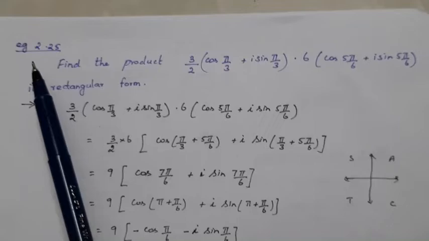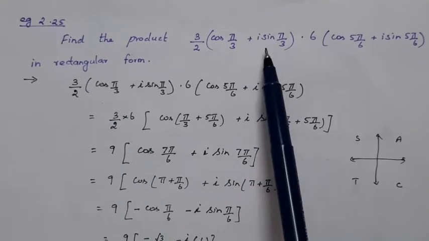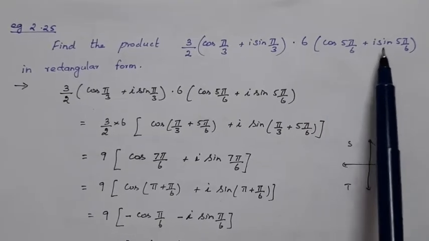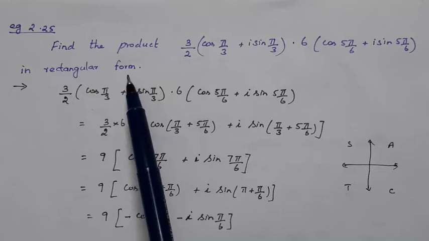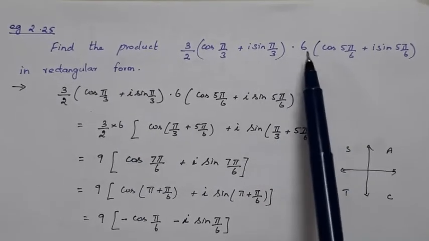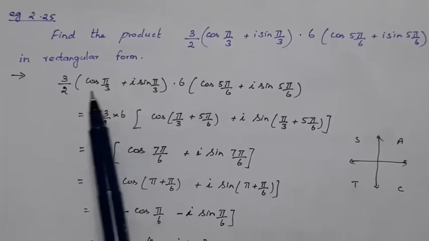Okay, now let us start with example 2.25. Find the product 3 by 2 into cos pi by 3 plus i sin pi by 3 into 6 cos 5 pi by 6 plus i sin 5 pi by 6 in the rectangular form. That means these two complex numbers are given in the polar form. You have to find the product and you have to express it in the rectangular form. Okay, now let us see how to do this.